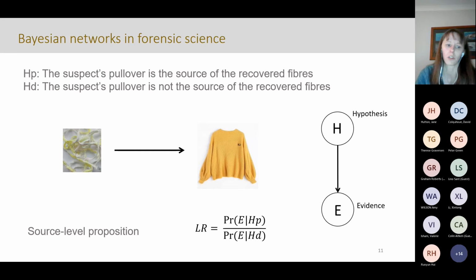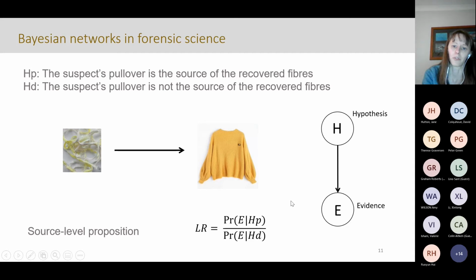Nearby, a suspect wearing a yellow jumper was encountered. In this situation, a source-level proposition might be put forward by the prosecution that the suspect's pullover is the source of these recovered fibres. The defence might say the opposite, and the extent to which the evidence is supportive of the prosecution or defence can be evaluated using a likelihood ratio by examining how much and the degree to which this fibre is related to this jumper owned by the suspect. That can count as evidence and can be evaluated using a likelihood ratio.